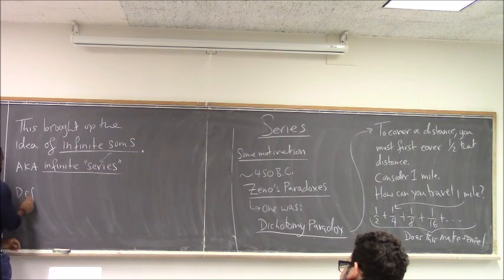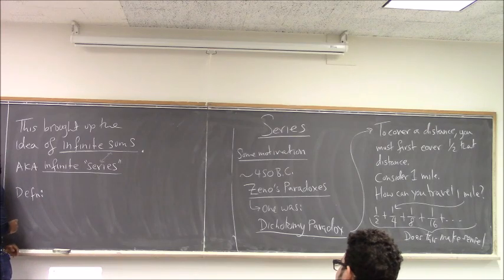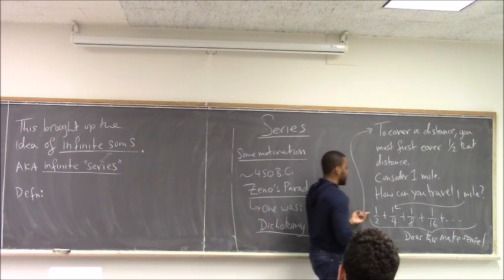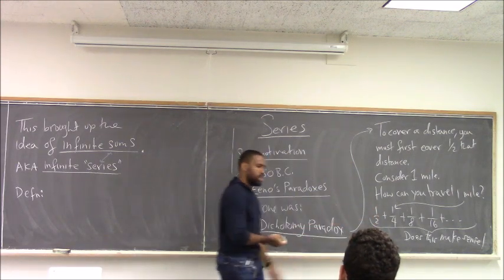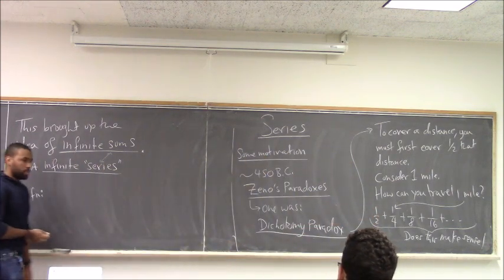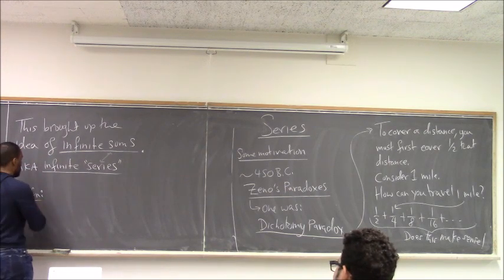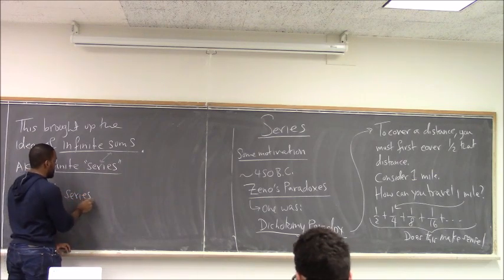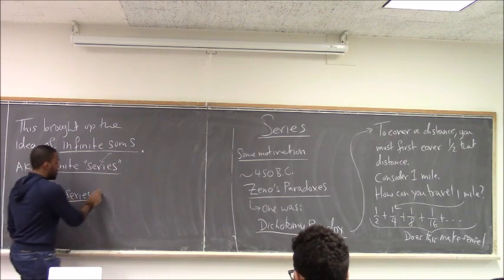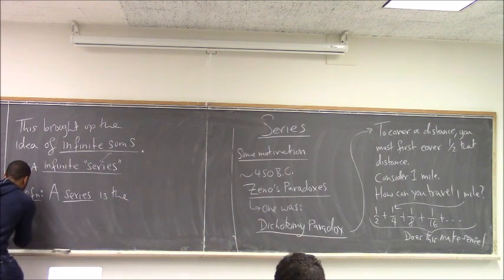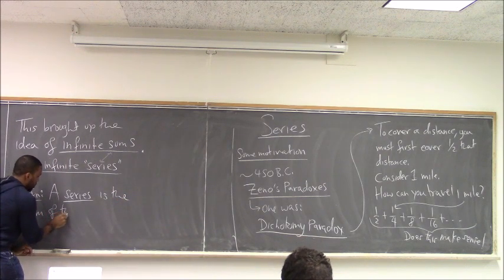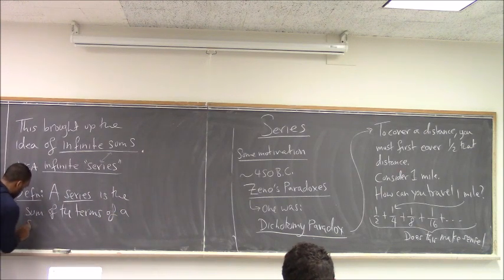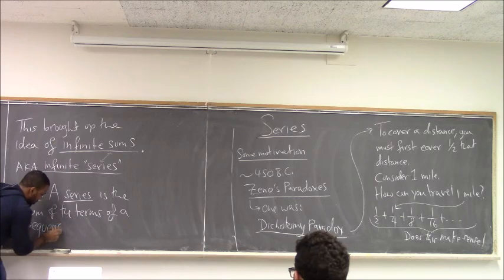And so how do we make this mathematical? And how do we actually get to the point where we can conclude that this would actually add up to 1, which makes a lot of sense that it should add up to 1, based on Zeno's paradox. So we came up with a definition here, and we defined something called a series. And a series is the sum of the terms of a sequence. So here's how our sequences are going to come into play.